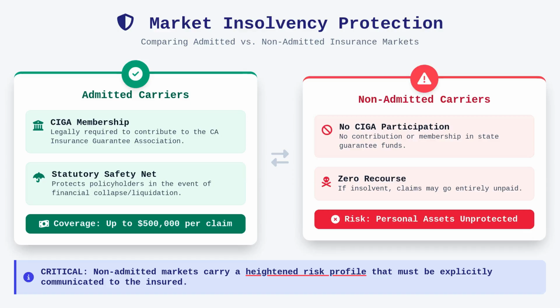Non-admitted insurers, by contrast, do not participate in CIGA under any circumstances. If a non-admitted carrier becomes insolvent, its policyholders have absolutely no recourse to any state guarantee fund, meaning that claims may go completely unpaid and personal assets will remain entirely unprotected. This stark reality introduces a heightened risk profile to the non-admitted market, which must be clearly communicated to any prospective insured.